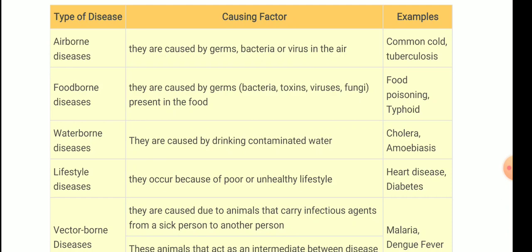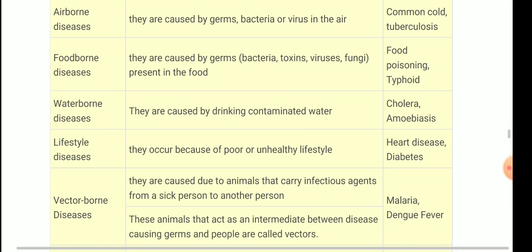Fourth, lifestyle diseases. What are lifestyle diseases? Lifestyle diseases are the diseases that occur because of poor or unhealthy lifestyle. If you remember, in the very first video, I told you what are the steps for better health. Then one of them was good economic condition and good healthy lifestyle. Because of this unhealthy lifestyle, there are various organisms that can cause disease in us. For example, heart diseases and diabetes. So lifestyle diseases are because of the unhealthy lifestyle, heart diseases a lot of it, and diabetes.